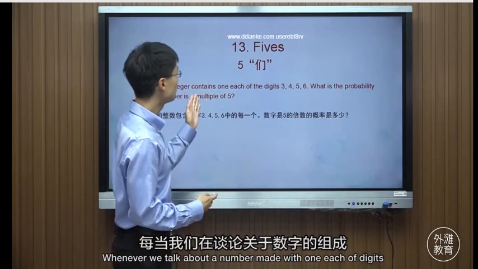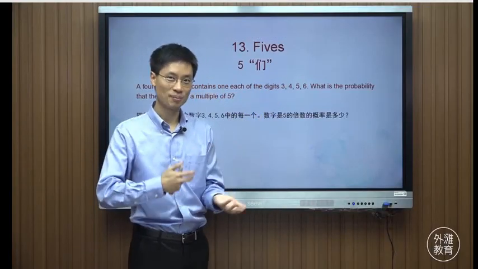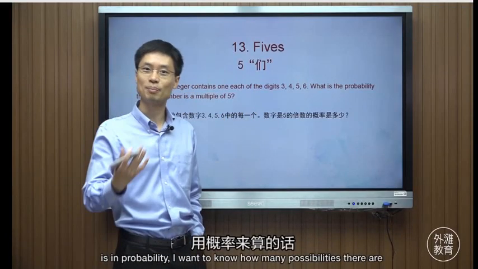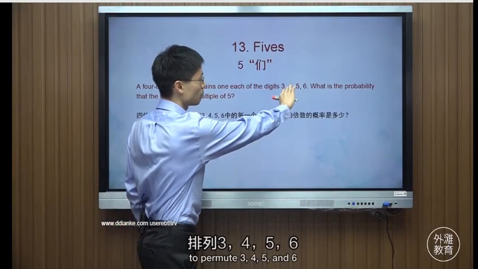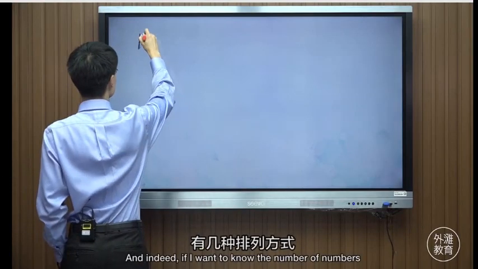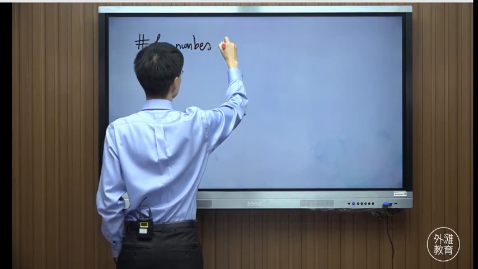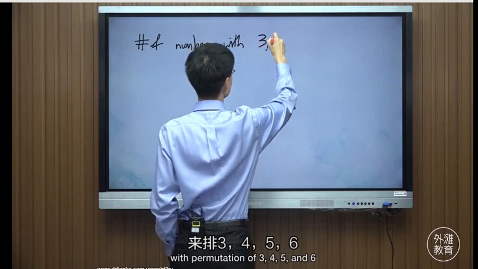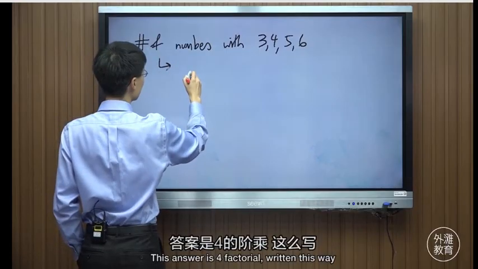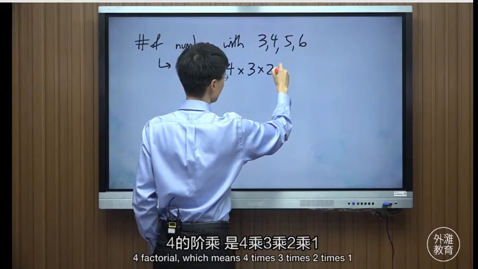Whenever we talk about a number made with one each of digits, usually this talks about something called permutations. And maybe one of the first things you're thinking about already is in probability, I want to know how many possibilities there are to permute 3, 4, 5, and 6. And indeed, if I want to know the number of numbers with permutation of 3, 4, 5, and 6, this answer is 4 factorial, which means 4 times 3 times 2 times 1.